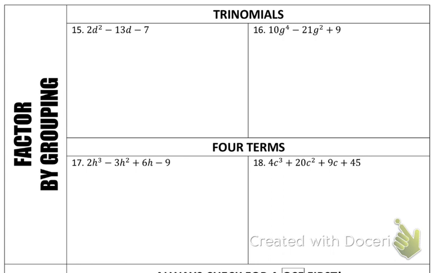So our first one, 2d squared minus 13d minus 7. Okay, we have a trinomial. Perfect time to use factor by grouping. My method for factor by grouping is doing an A, C, and B column. A times C is going to be 2 times negative 7, which is going to give me negative 14. B is just negative 13. My job is I need two numbers that multiply together to give me negative 14, but when added, give me negative 13. Do those two numbers exist?